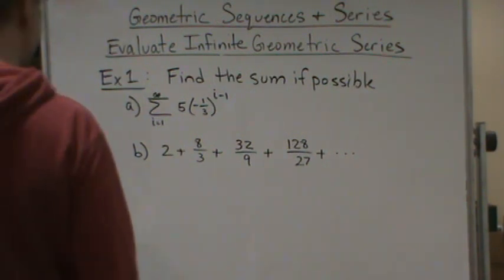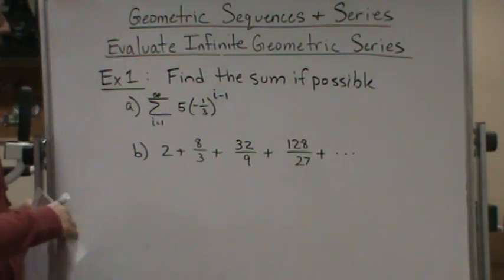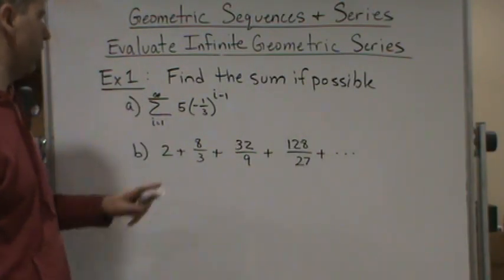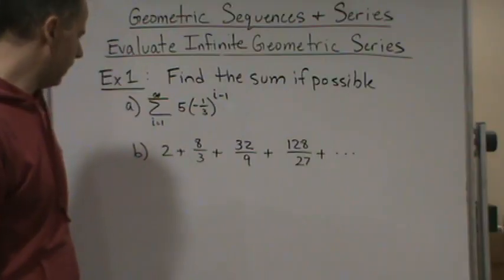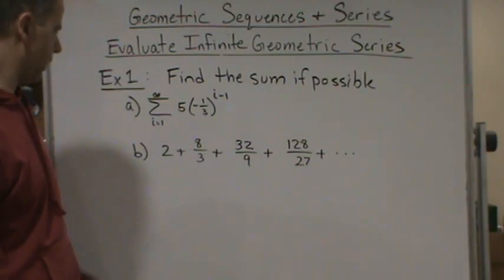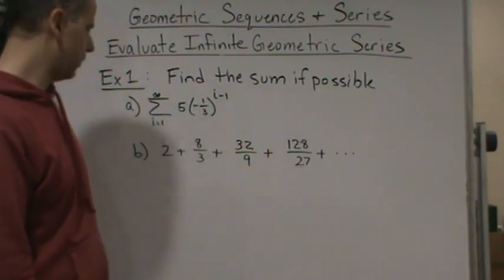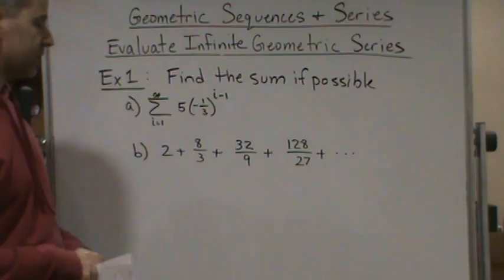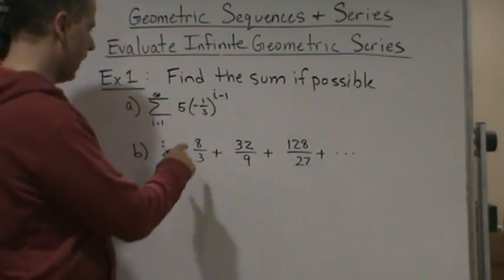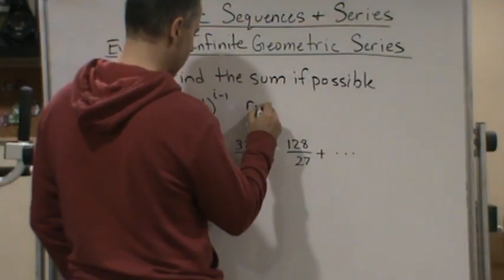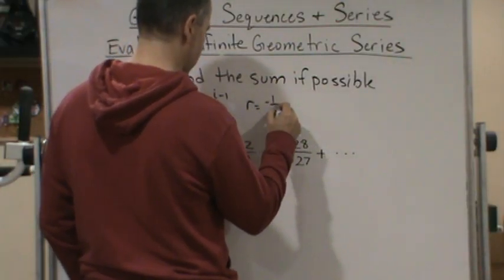Alright, now let's do an example of how to find the sum of a series, a geometric series if possible. So we want to find the sum of these two series, right? One is given to us in summation notation, the other one is giving us the first few terms. So part A, they give us the common ratio, right? So the common ratio is negative 1/3. So R equals negative 1/3.